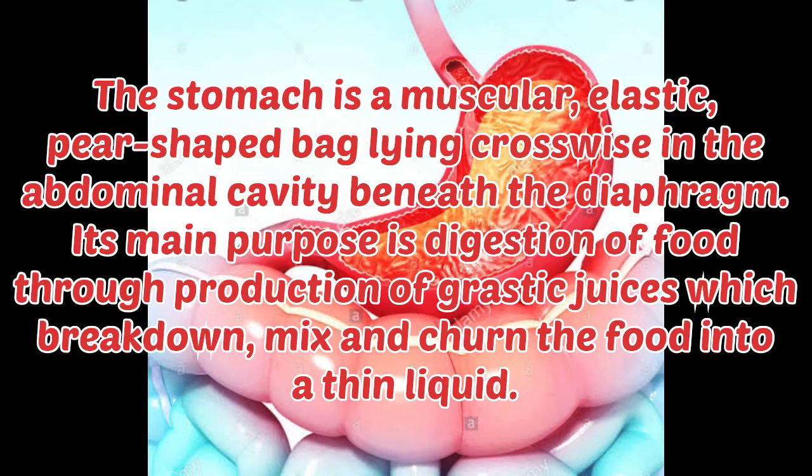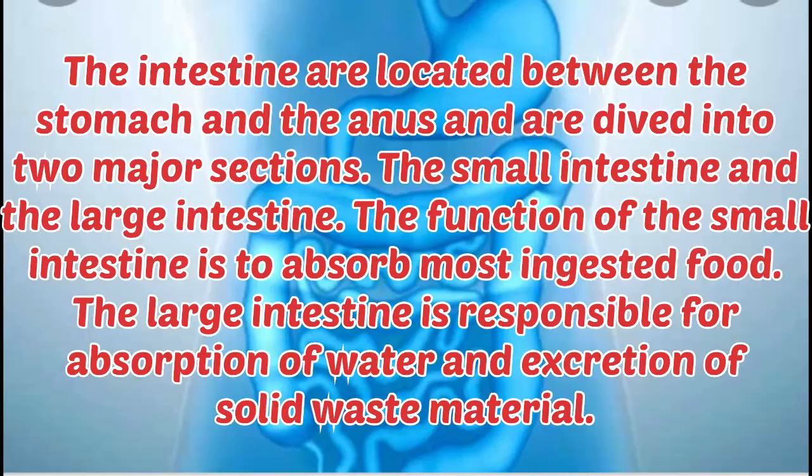Its main purpose is to digest the food through production of gastric juices which break down, mix, and churn the food into a thin liquid. The intestines are located between the stomach and the anus and are divided into two major sections, the small intestine and the large intestine. The function of the small intestine is to absorb most ingested food. The large intestine is responsible for absorption of water and excretion of solid waste material.